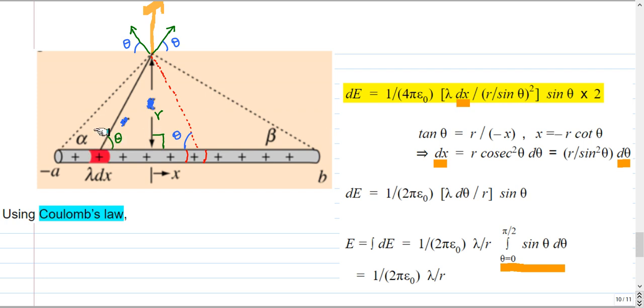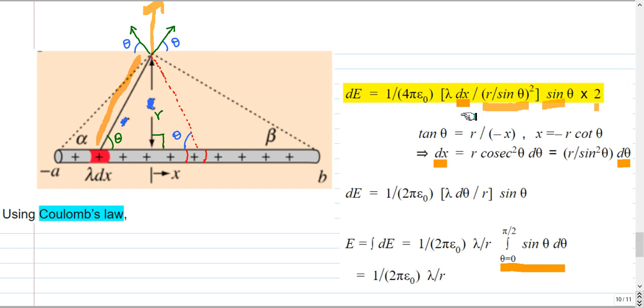The distance of the element from this point we can get from this triangle. Sin theta is r divided by this distance. From this we get this distance as r by sin theta. So the distance square is (r by sin theta) square. There is a net electric field in this direction, so only this radial component will add, which is sin theta. So we have to take the component sin theta and multiply by 2 because there is one from each element. So 2 is for the pair.